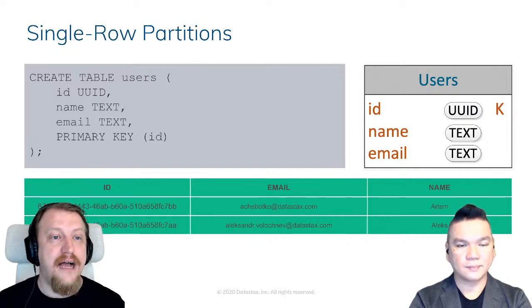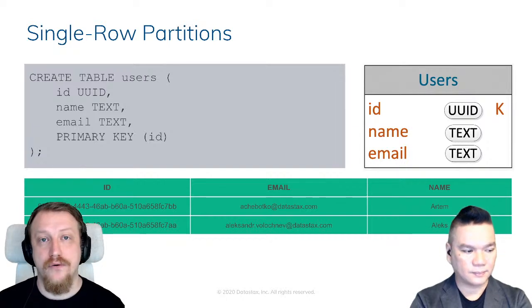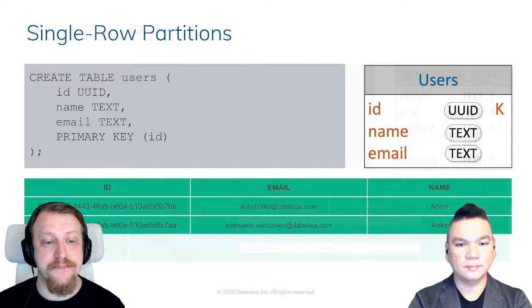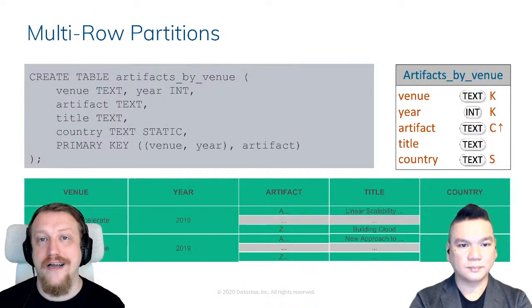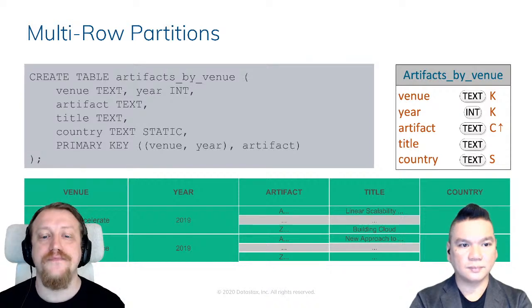As a result, I have single row partitions. Every partition has one and only one row, and that's perfectly fine if you are going to access them by ID. But also there is another technique which is more widely used, multi-row partitions, when you have multiple rows per partition.